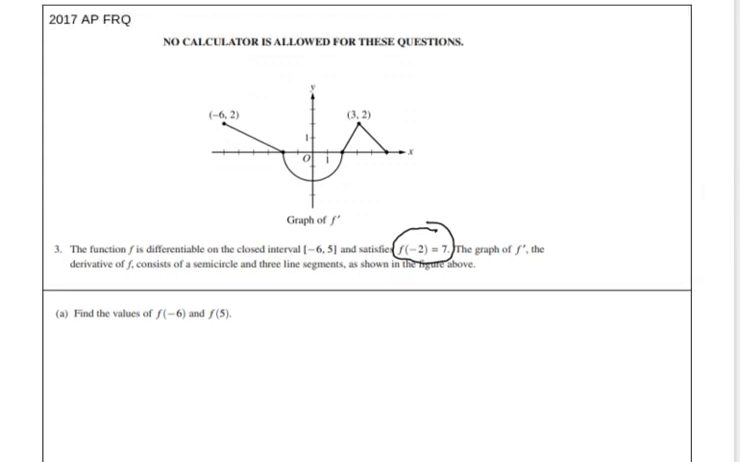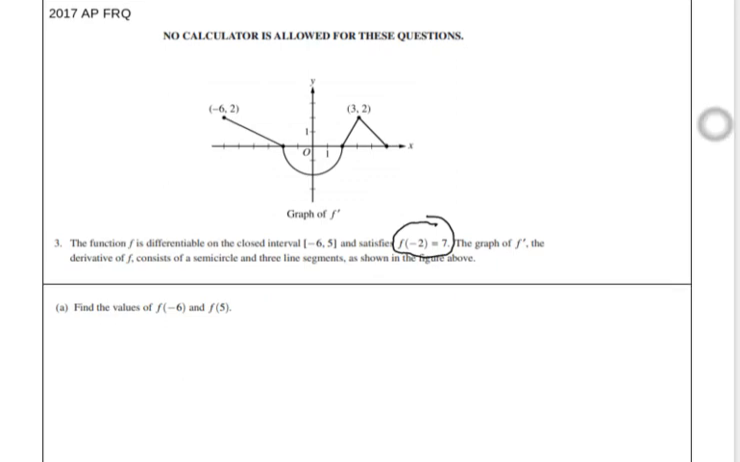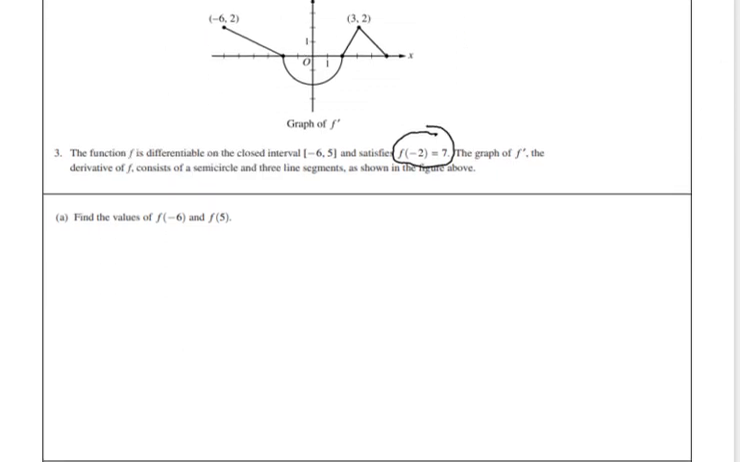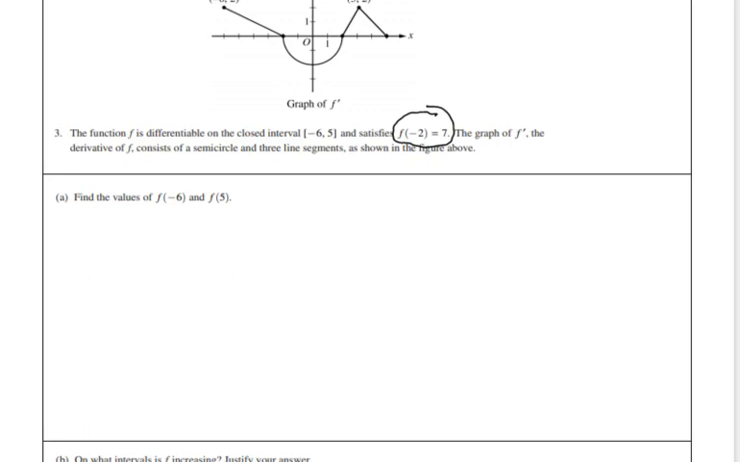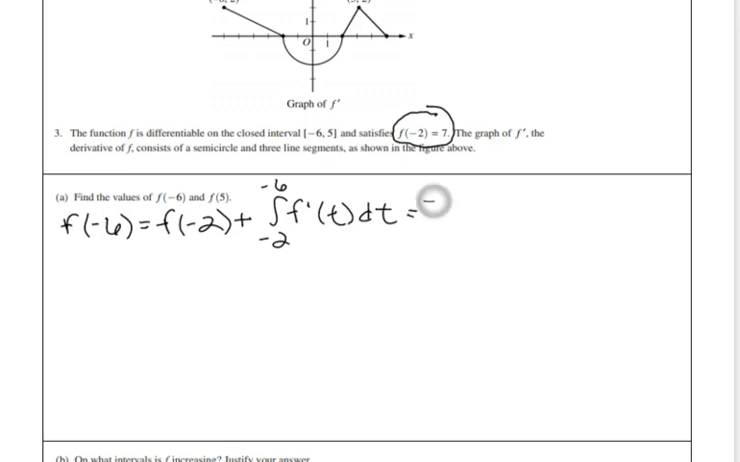Well, anytime we're given the graph of the first derivative and we're asked to find values of the original function, we need to use that initial condition that they gave us. So in this case, they gave us f of -2. So in order to find f of -6, we're going to start with f of -2 and then do the integral from -2 to -6 of f prime of t dt. So remember, it's the initial plus the integral, starting at the initial value to whatever value we're looking for. So we're going to start with 7.